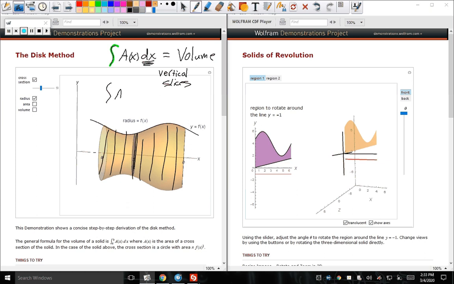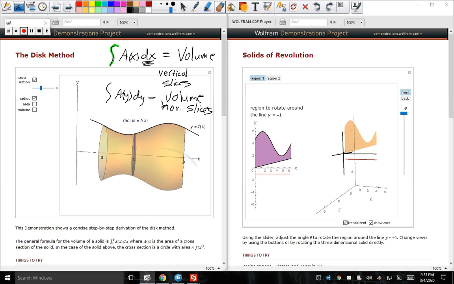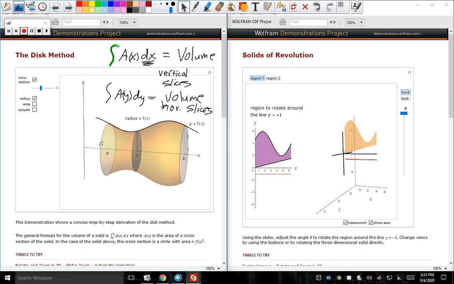If it's dy, it would still yield volume, but in this case it's going to be the horizontal slices. And that's a little bit different, okay? It's still very close to this radius that I highlighted here as far as this blue f of x. The only difference is, instead of it being a blue f of x, it's going to be a sideways f of y. You with me?